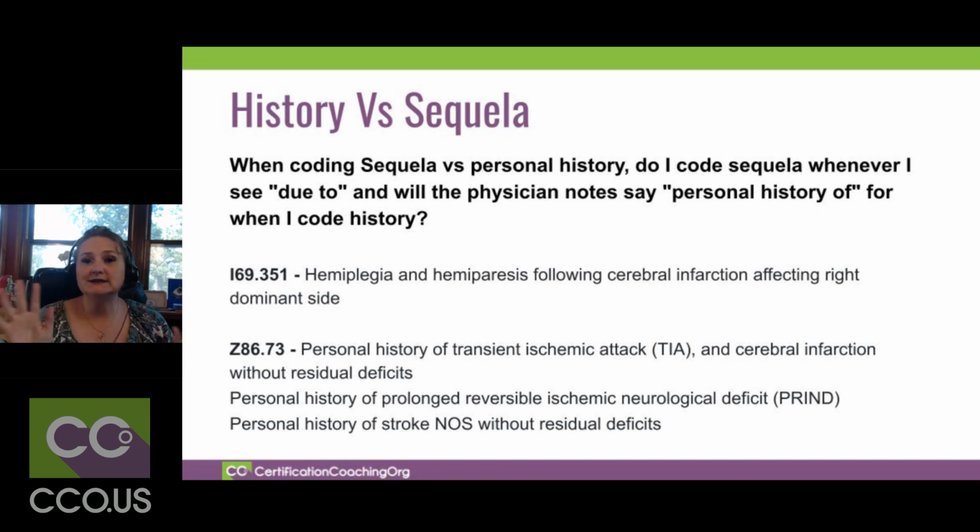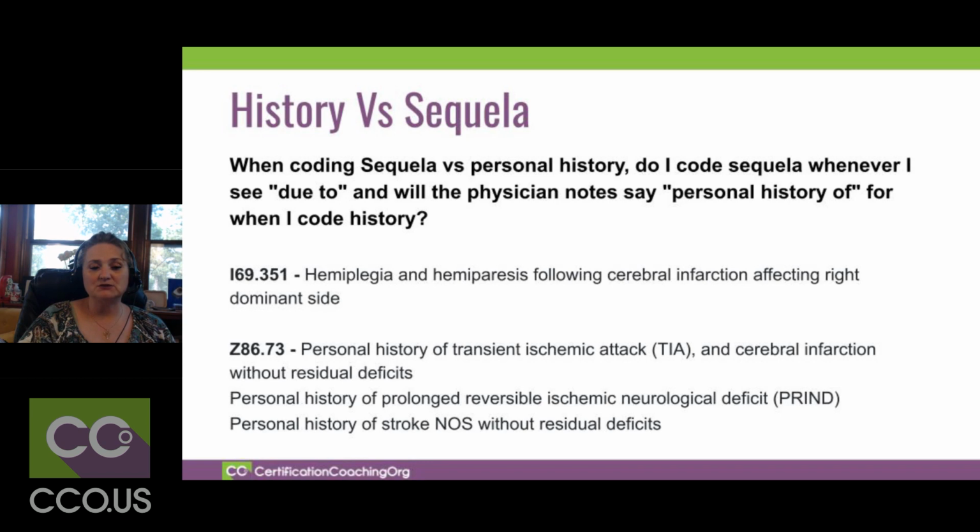Okay, that all being said, let's say that our patient has a left side stroke, has some hemiparesis. After they get ready to be discharged and are discharged, they no longer have an active stroke. That code isn't used anymore. It's now we need to tell what happened. Well, they either have a history of a stroke with no residuals, or they have a late effect or sequela.